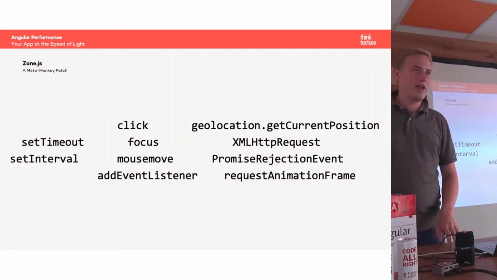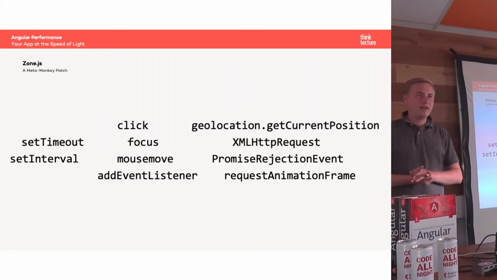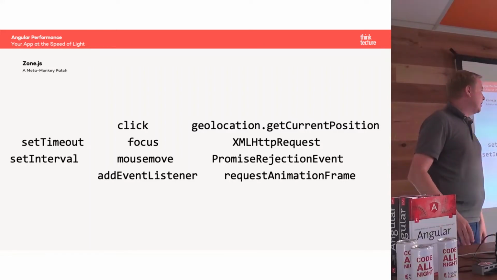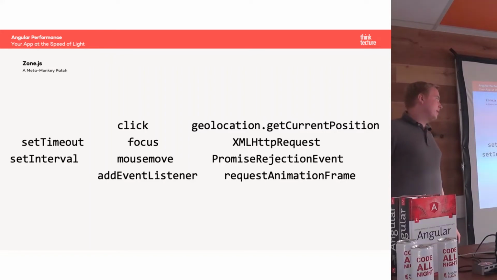Apart from that, Zone.js attaches to any event that is being fired in your browser, so click, focus, whatever, literally. And it also attaches to some web interfaces. For example, if you're using the geolocation API and your position changes, then Zone.js knows it. When you're doing an XHR request and it returns, then Zone.js knows it. When a promise is being rejected, Zone.js knows it, and when you're requesting an animation frame, Zone.js knows that as well. And that's only a little glimpse of what Zone.js actually touches.